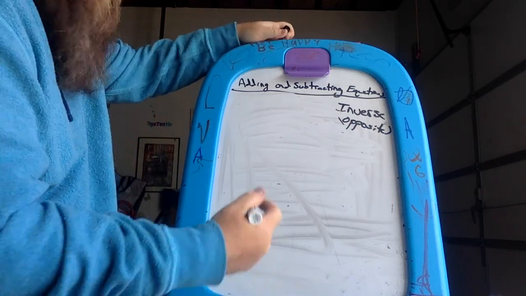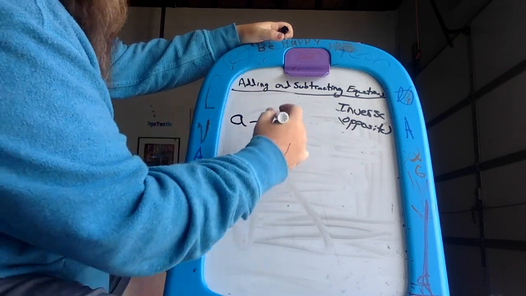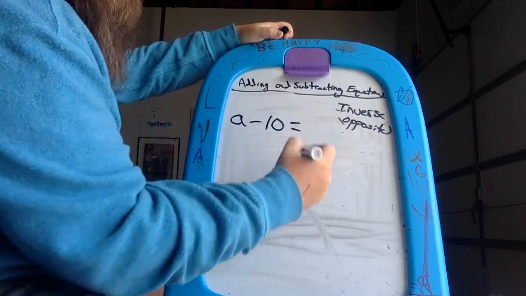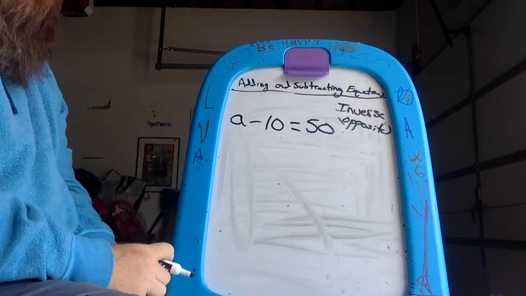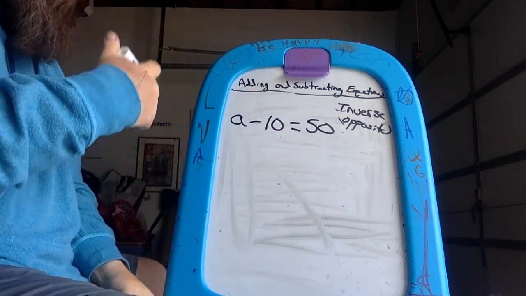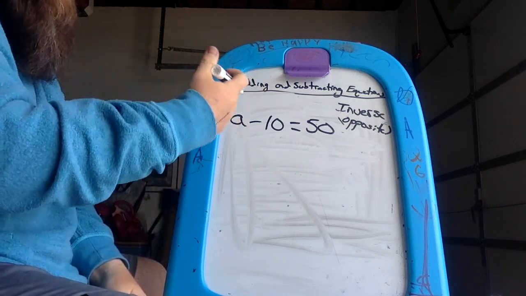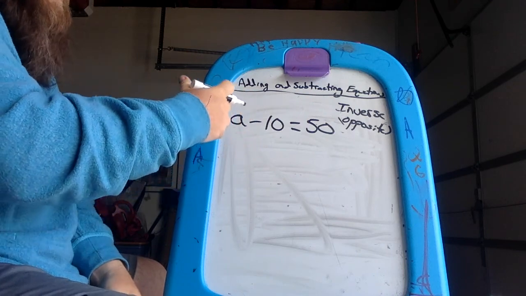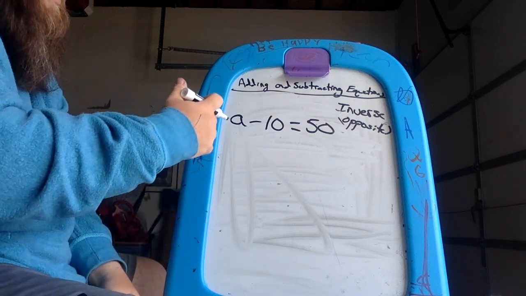Okay, so let's look at these two. We got A minus 10 equals 50. Okay, so A minus 10 equals 50. I know, again, I'm thinking about the process, thinking about the standard that applies, that we need to find the inverse with the adding and subtracting. So I'm just going to go over.